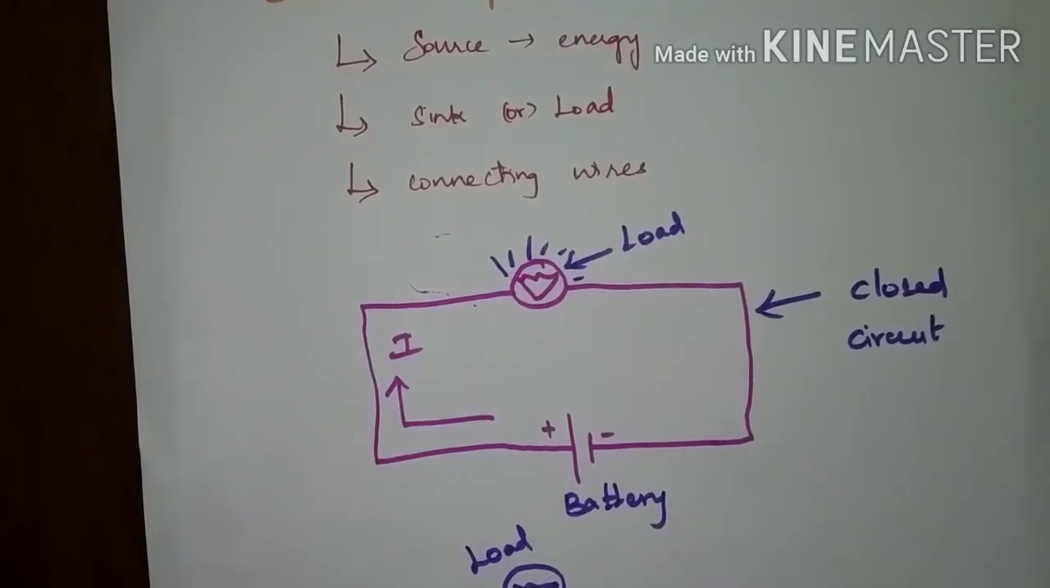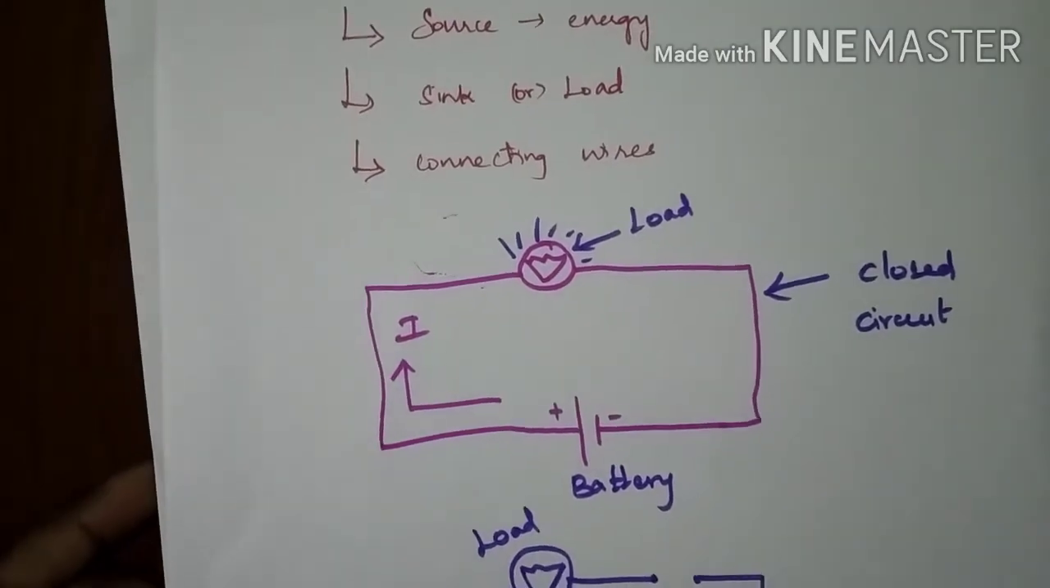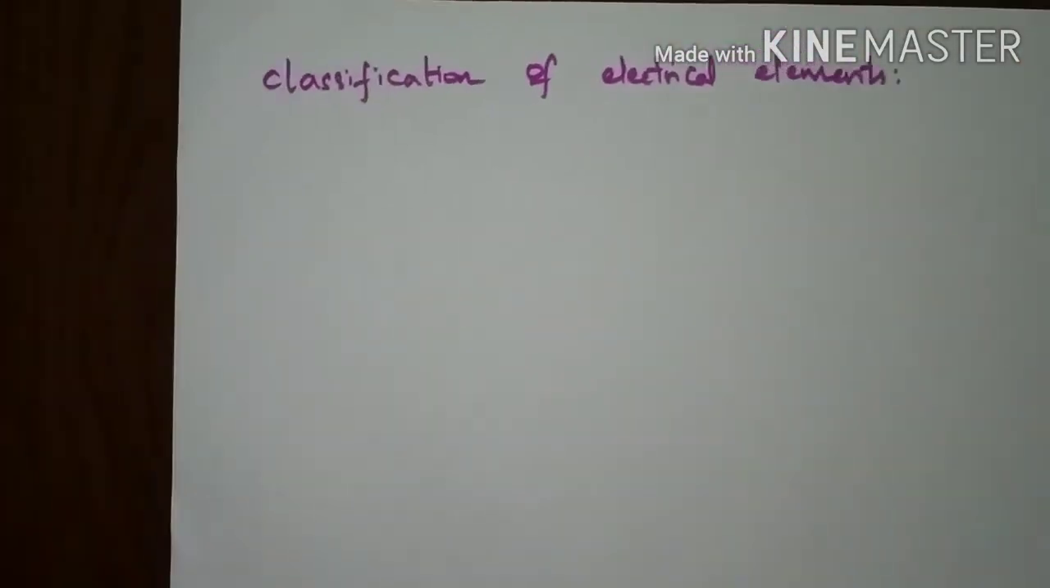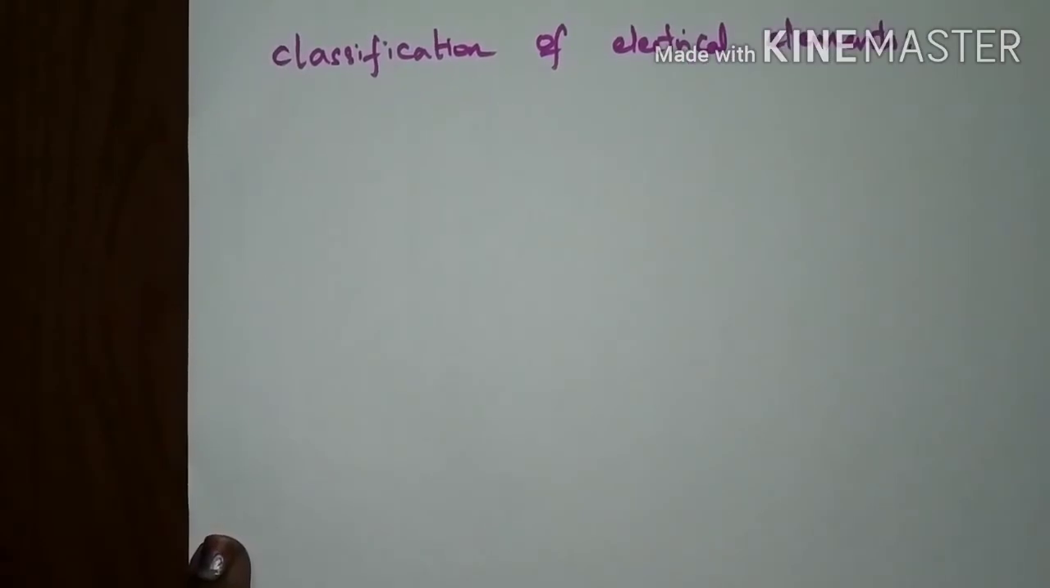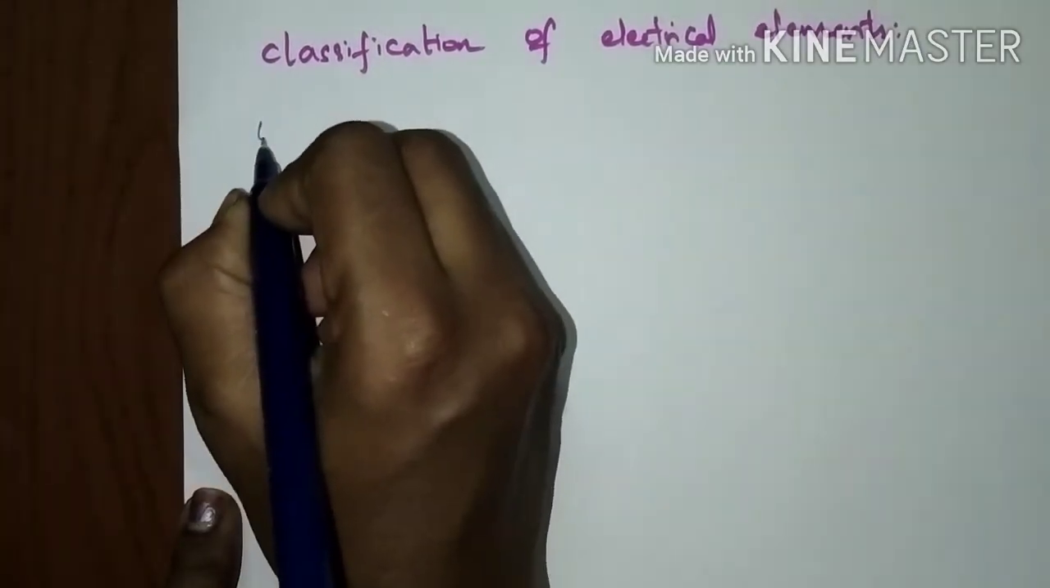All those elements present in the electrical circuit that consume, transfer or control electrical energy are termed electrical circuit elements. Elements present in the circuit will provide, consume, or transfer electrical energy. Let's see the classifications of the electrical elements present in the circuit. There are many types of electrical elements, but there are some major classifications.